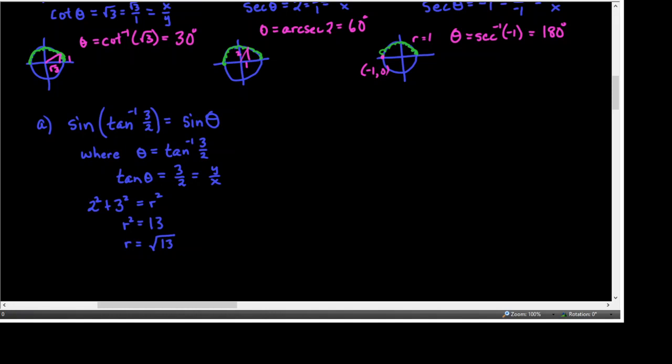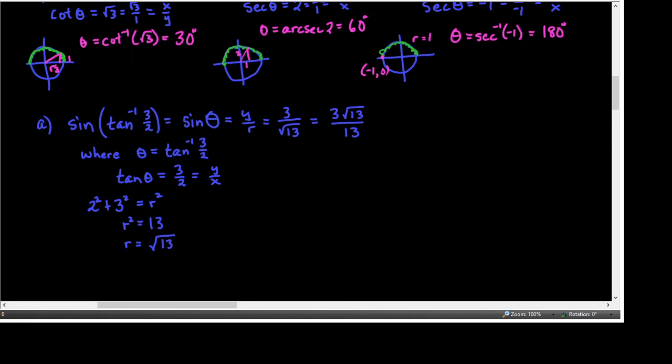Okay, I'll go back to the original problem. Now that you know x, y, and r, you can find anything about theta you want. Remember that sine of theta is defined to be y over r. So by substitution, that will be 3 over the square root of 13. And then simplify your answer. 3 square root of 13 over 13.